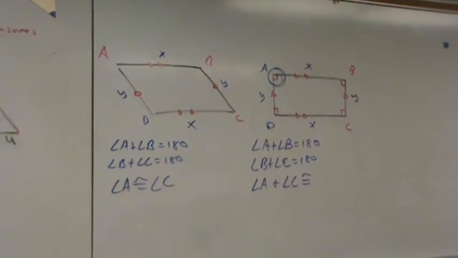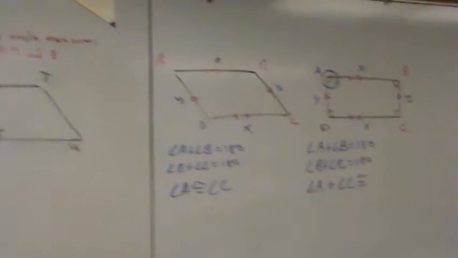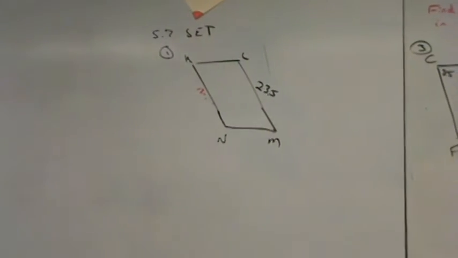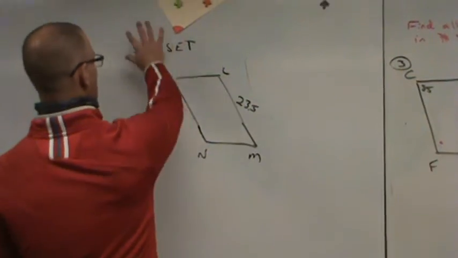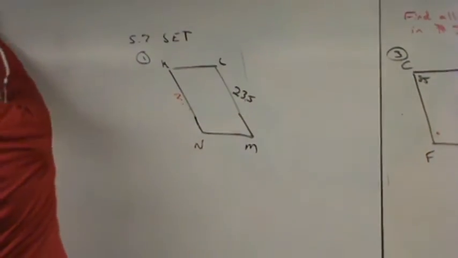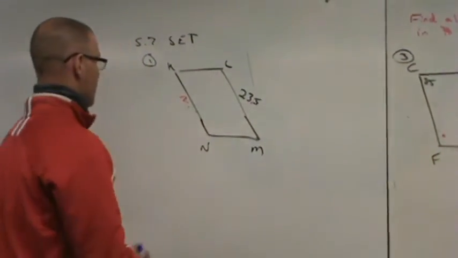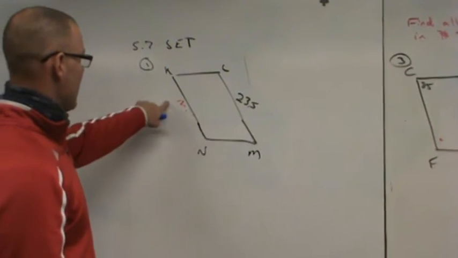So now, let's look at a couple of sample problems to help you with the 5.7. Well, here's the first one. Okay? It tells me it's a parallelogram. It says it up here. Parallelogram. I don't have to guess if it is or not. It says parallelogram. So what's the value of Kn?